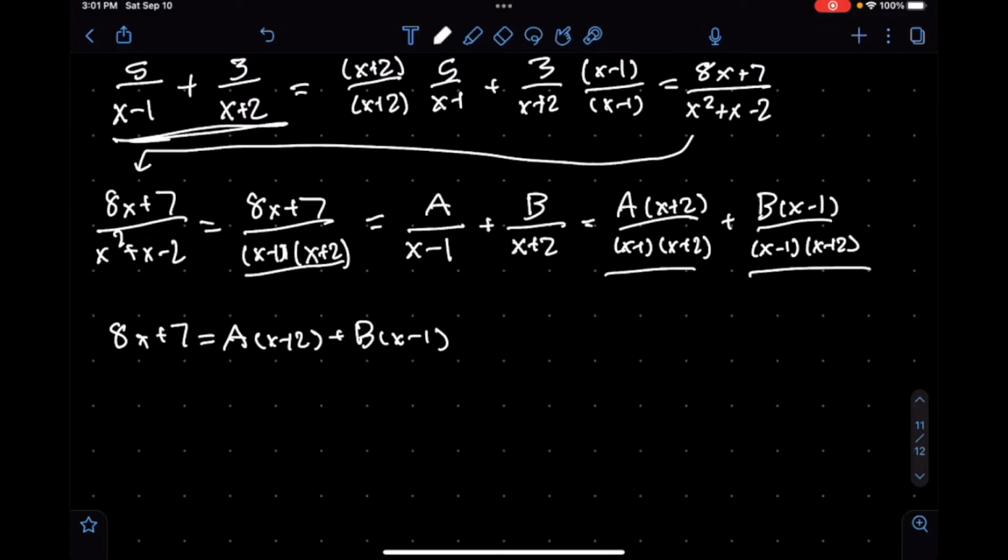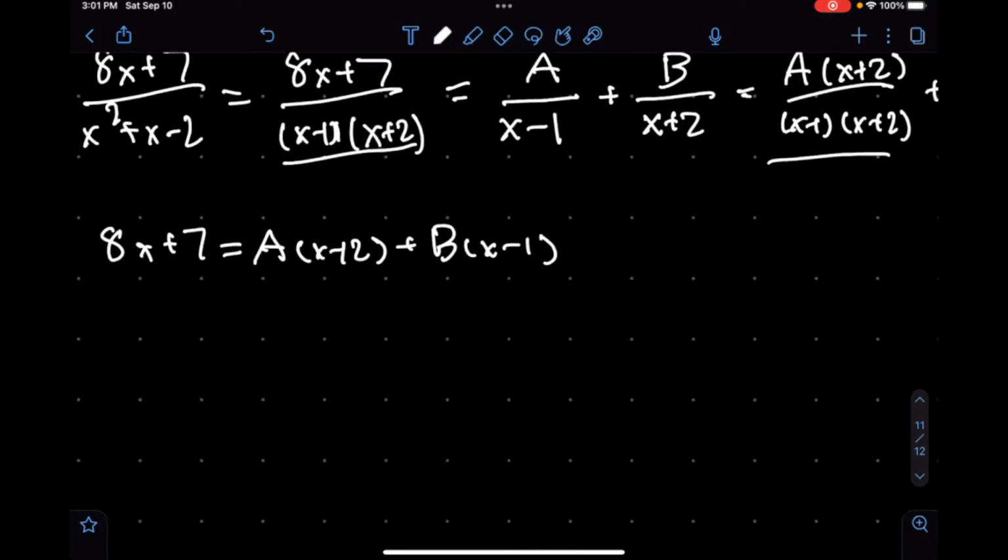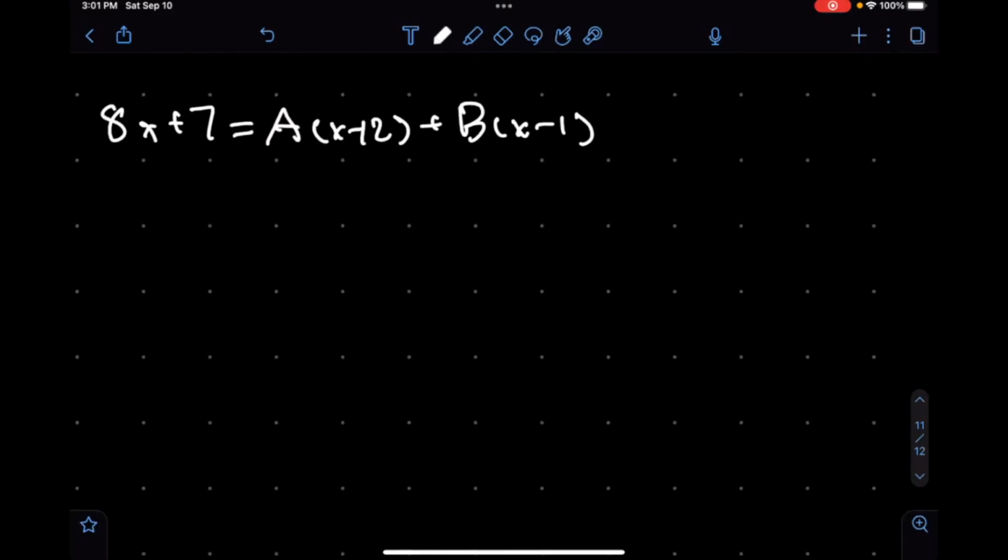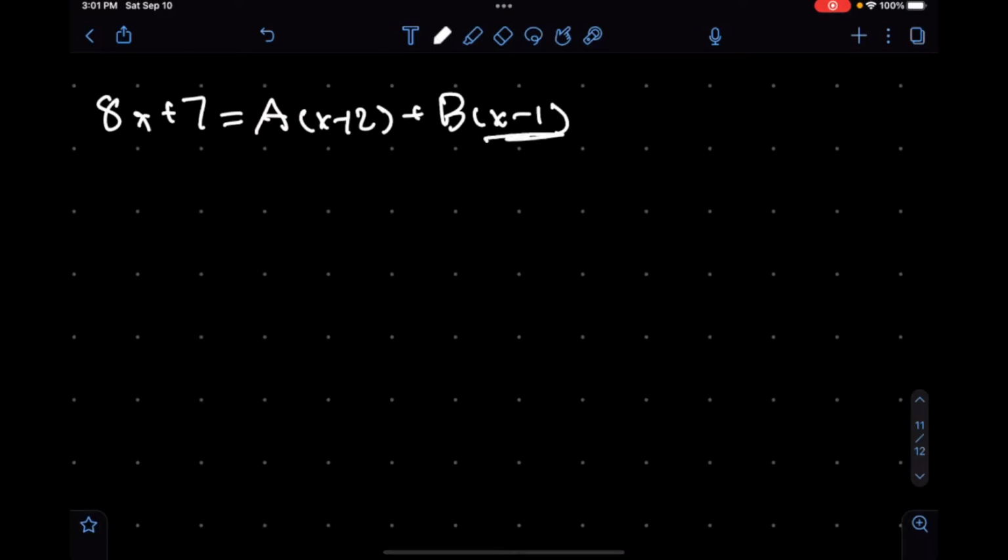To do this, we could just plug in cases. The most obvious cases are the values of x that make one side's term equal 0. That way we cancel out one of the variables, and then we can solve for one at a time. So let's assume x is equal to negative 2, because then the a term becomes a times negative 2 plus 2, which is a times 0, which is just 0.